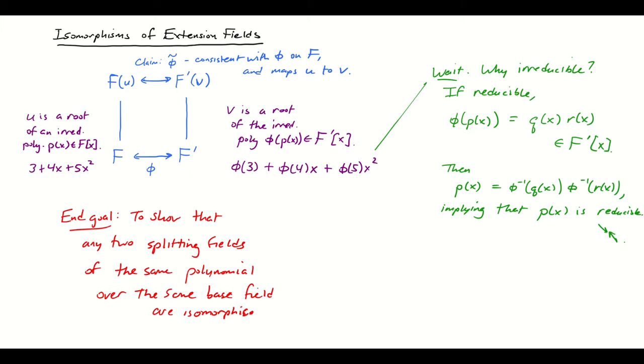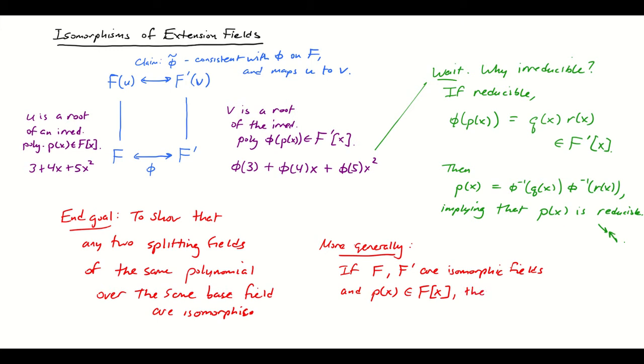And in fact, we can prove something slightly more general. If F and F prime are isomorphic fields, and p of x is just some polynomial in the polynomial ring over F, not necessarily irreducible, then the splitting field for p of x over F is going to be isomorphic to the splitting field for phi of p of x, where phi is an isomorphism between F and F prime, over F prime.